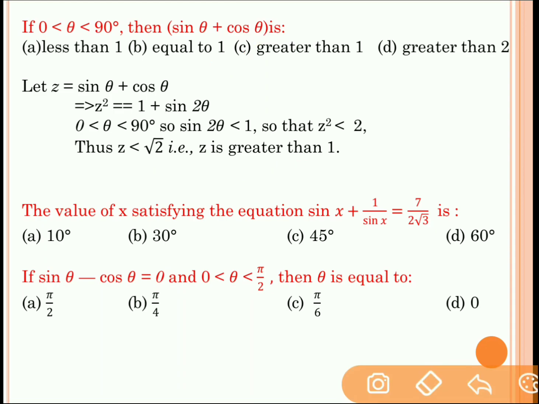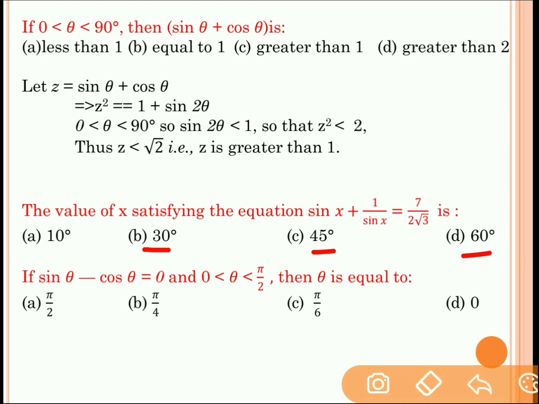Next question, the value of x which satisfies this equation sin x plus 1 by sin x is equal to 7 by 2 root 3. Now in this question what you can do is you can solve this expression to find out the value of x, or an alternative approach could be to go from the options. Now we know that in the options the standard angles are given, and we very well know the value of trigonometric ratios for these specific standard angles.